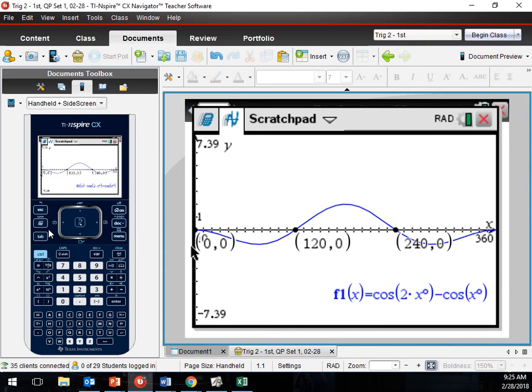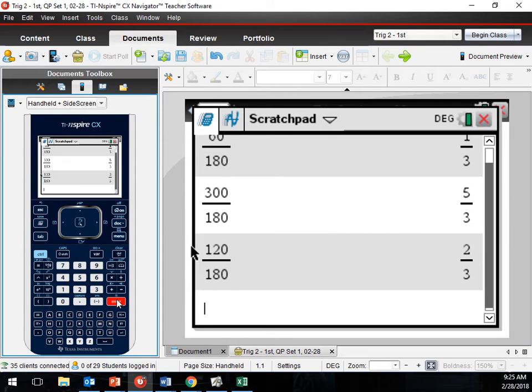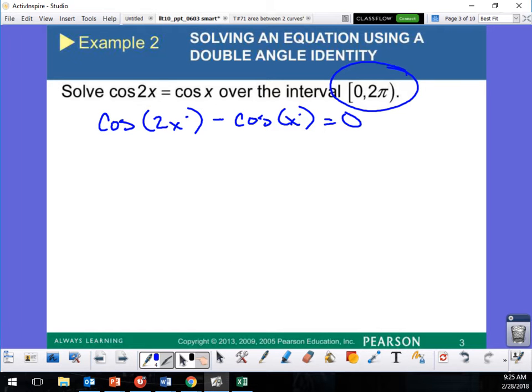0 or 0 pi still means the same thing. Then the next one's 120, right? 120 over 180. So it's 2 pi over 3. And the last one was what? 240. So 240 over 180, that's 4 pi over 3. So 0, 2 pi over 3, and 4 pi over 3. They said only have one example. This is the example. 2 pi over 3, right? And 4 pi over 3.